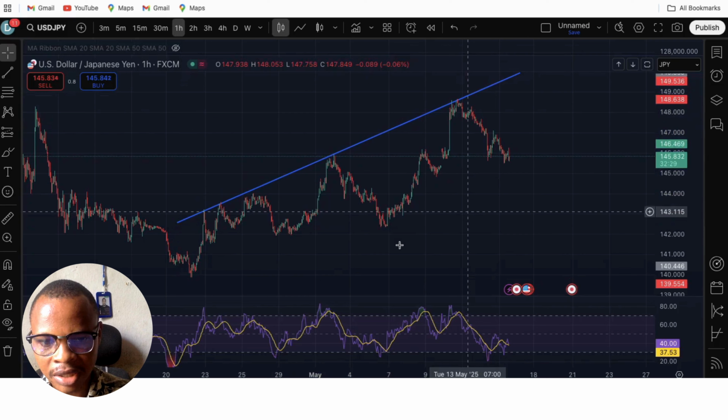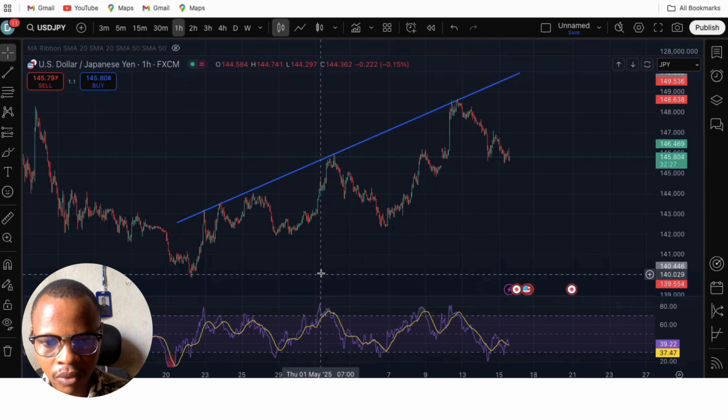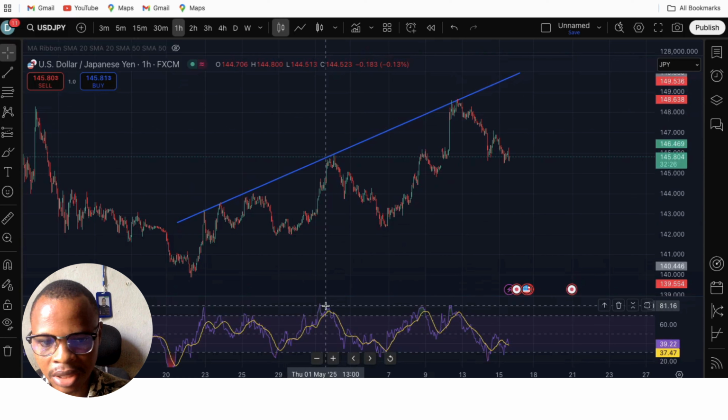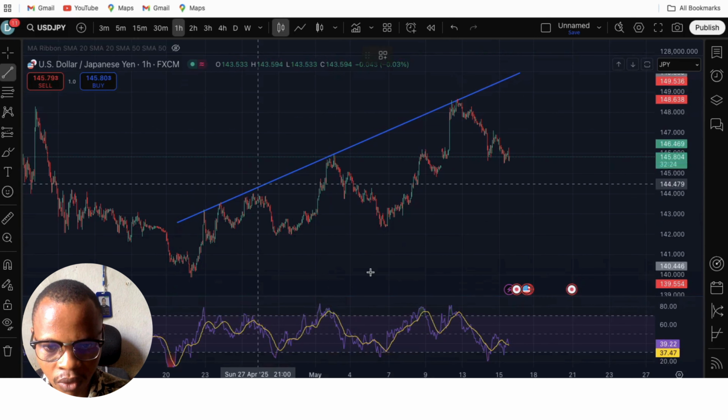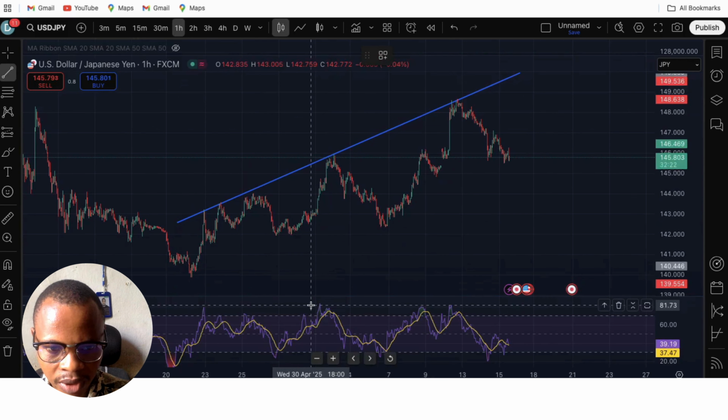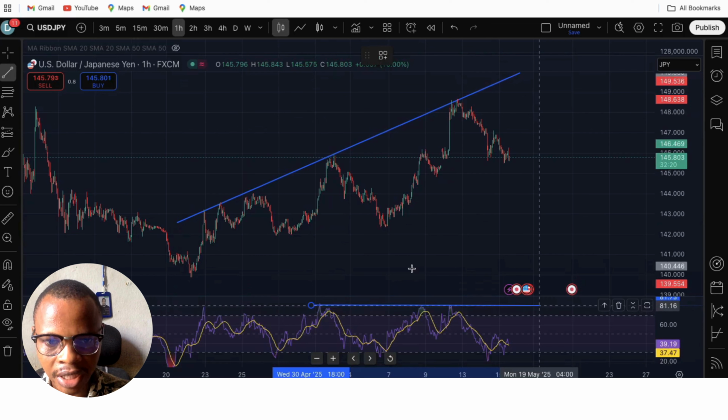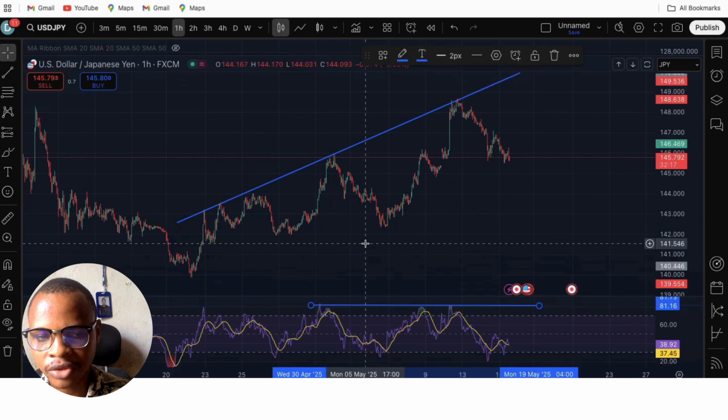But what happened in the RSI? RSI has maintained an equal high. As you guys can see, it has been on equal high. So what do we have? We have RSI divergence. What this really shows is that the USD JPY momentum is changing. In other words, the sellers are taking over from the buyers. And what do we expect? We expect that the market is going to change direction anytime soon.